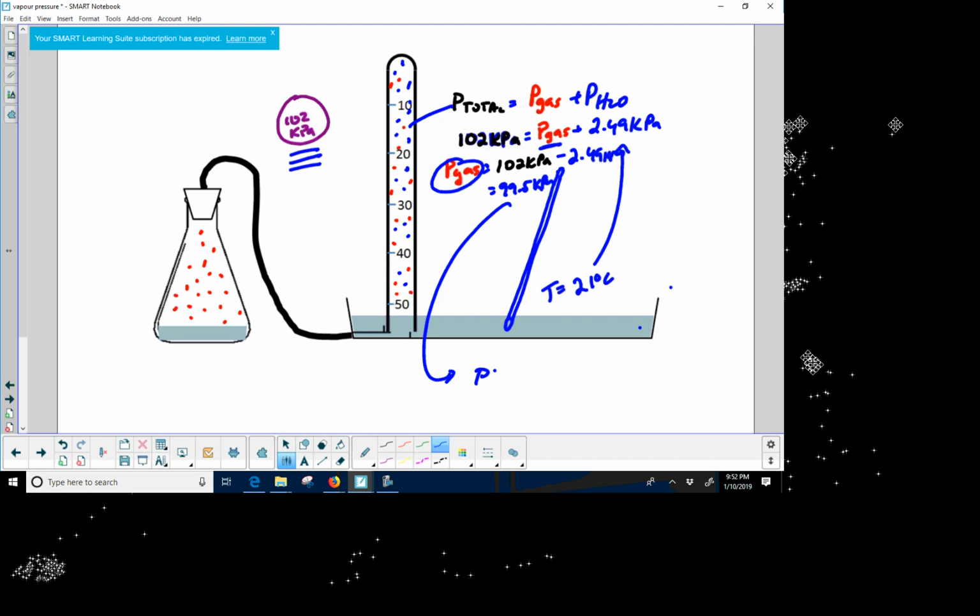And then I can do some calculations with that. So for example, I can use my ideal gas equation and then use the pressure of the gas to make any calculation that I want.